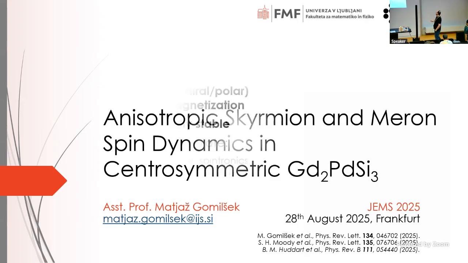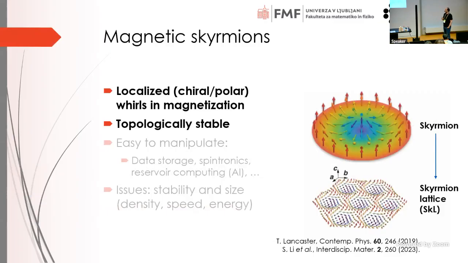But before we get to that, let's recap what a skyrmion is. I'm sure everybody already knows, but it's a localized whirl in magnetization. It's topologically stable, so there are topological numbers that you can assign to this. So the skyrmion number protects this against trivial unwinding, which makes it stable against perturbations.